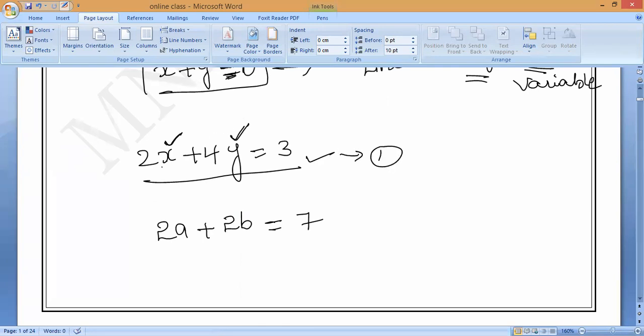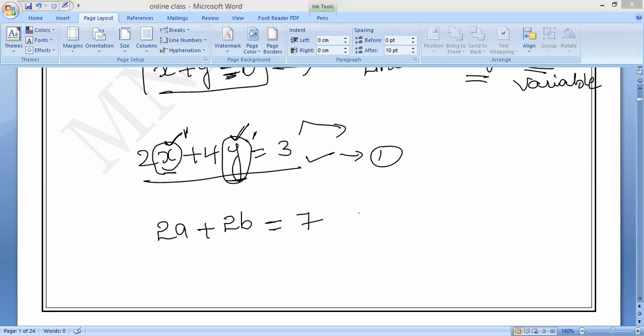How many variables are there? x is one variable and y is the other variable. What is the highest power? x power 1 and y power 1. So this is a linear equation with how many variables? Two variables. Understand? Yes, two variables, sir.